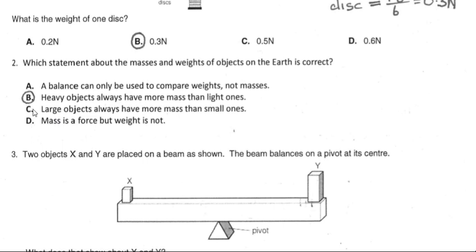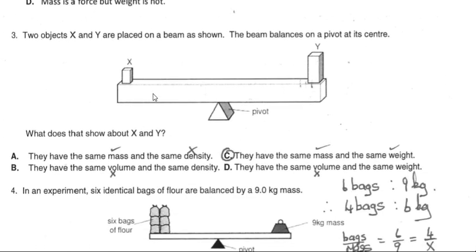So by process of elimination, you know it's B, but let's just check B. Heavy objects always have more mass than light ones. Again, you have to be careful with that, because are you talking about density or not? But in this case, heavy objects always have more mass. Well, heavy is talking about more mass. If it's got more weight, it's got more mass, because it's in a constant gravitational field. So B is correct.